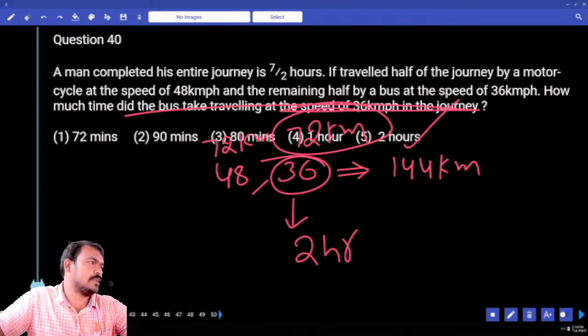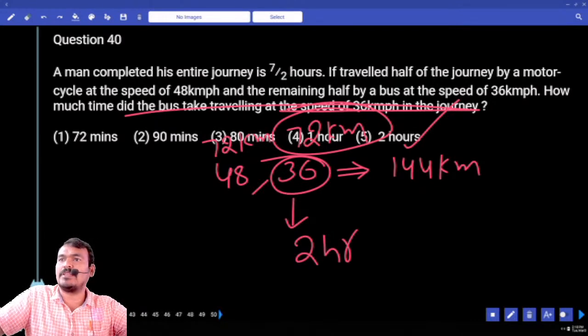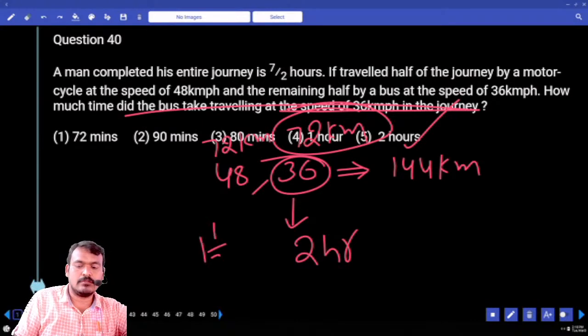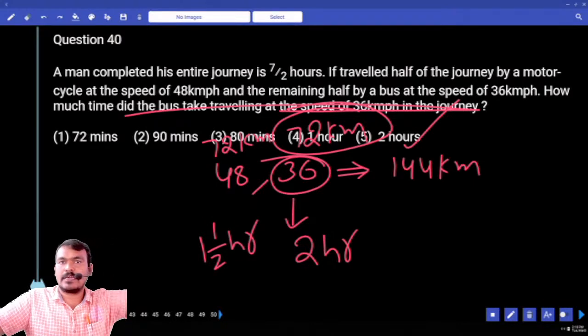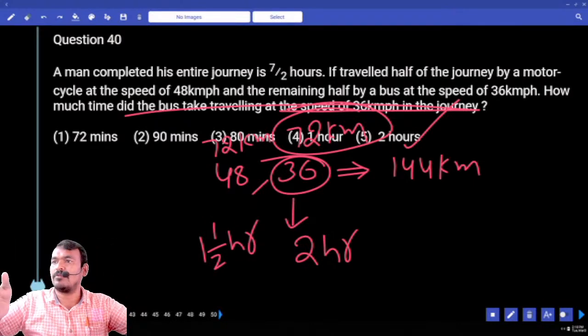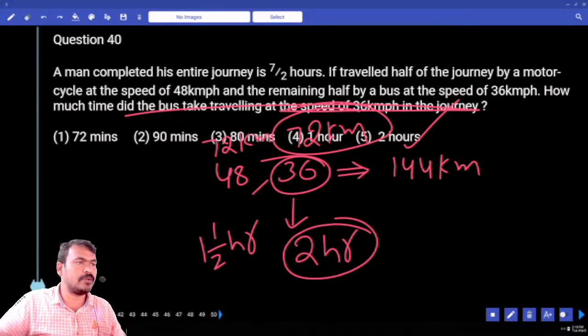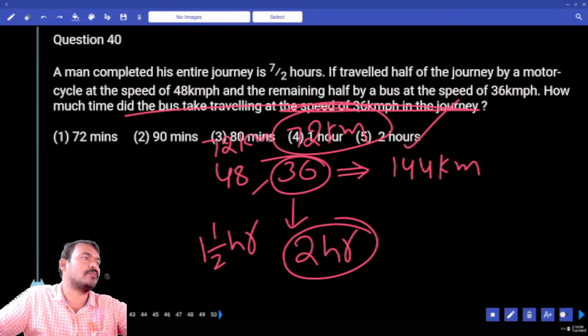7 by 2 means it is 3.5 hours or not? 72 by 48 means it is 3 by 2 or not? 3 by 2 means 1.5 hour or 2 hours? 1.5 hour or not? First case time 1.5 hour. Second case time 2 hours. Total time 3 hours. If we require time, do we use distance by speed or distance by time?